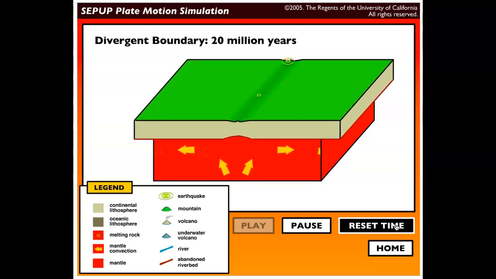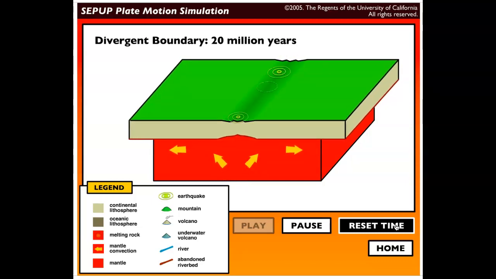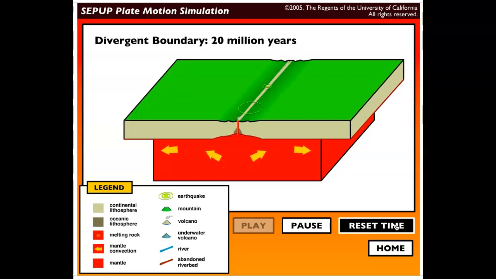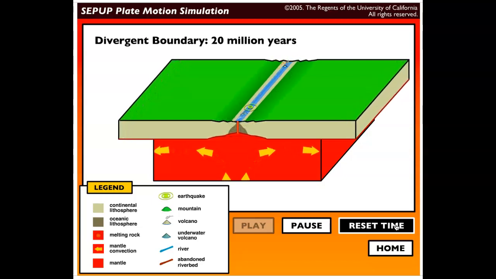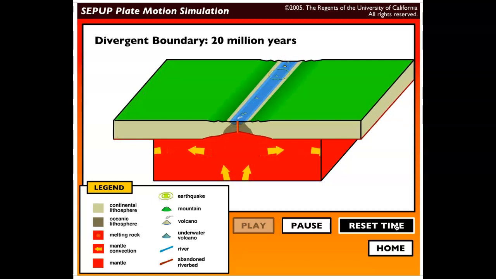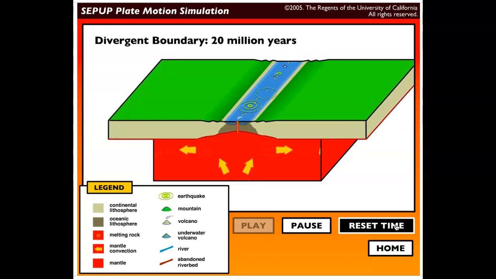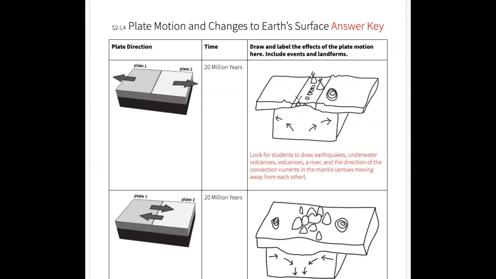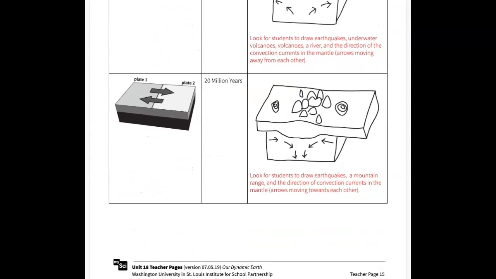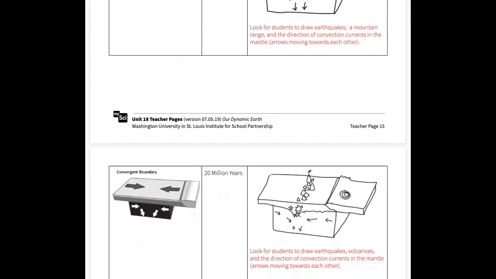Students should observe the presence of earthquakes, the formation of water where the plates are pulling apart, the formation of underwater volcanoes, and finally, volcanoes exposed above water. They will repeat this process for the remaining prompts, creating drawings based on the model.